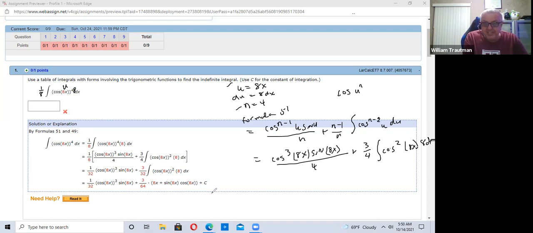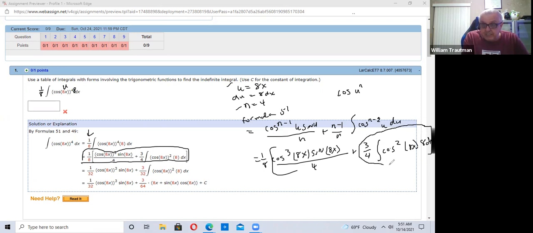And so it should look something like this. Don't forget, we had the 1/8 in front. So if you put all this, put a 1/8 in front of it, it should match this line here, and it does. All right, so now we have to integrate this.